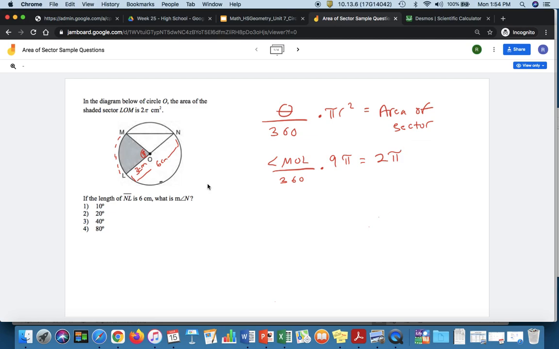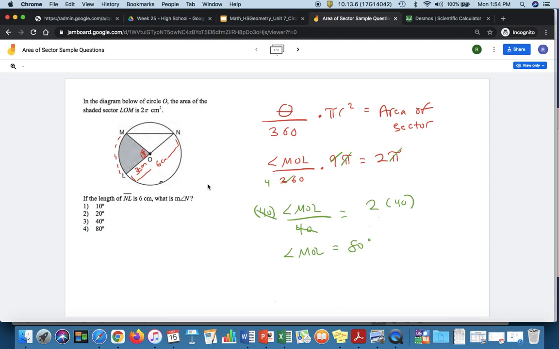So from here, all we have to do is solve. Let's see what we could do. We could divide out the pi's. I actually see that 9 goes into 36 4 times, so that leaves me with angle MOL over 40 is equal to 2. And if I multiply both sides by 40, I'll get the measure of angle MOL, which is equal to 80 degrees.